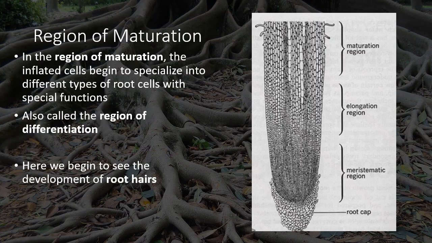In the region of maturation, the new cells have finished expanding, and now they begin to specialize into different types of root cells that have special functions. This is also called the region of differentiation. If you've never heard of the term differentiation before, we can talk about this.